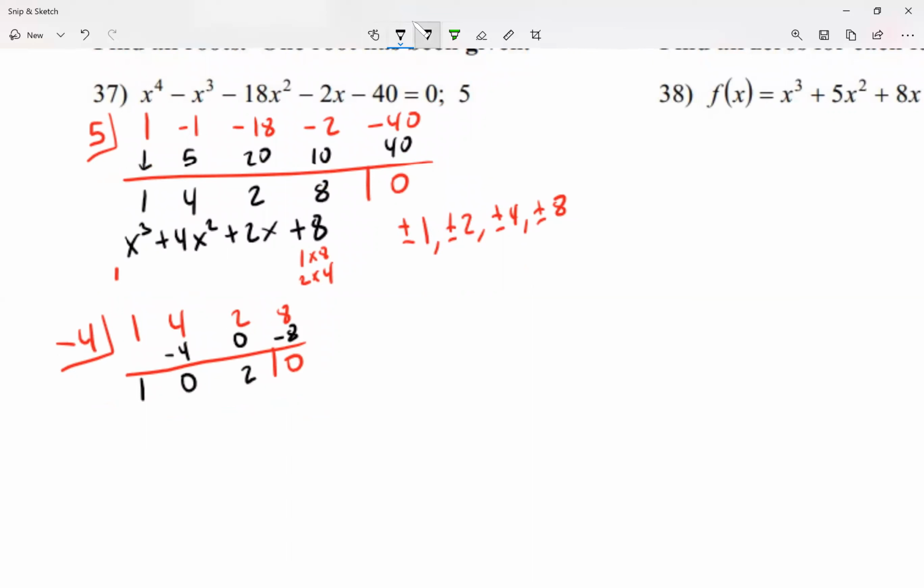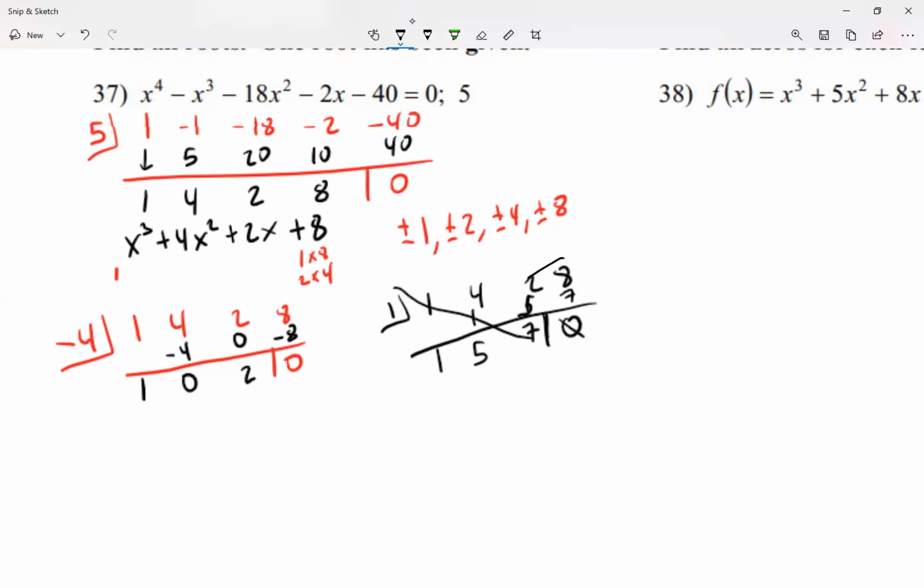As a matter of fact, let me show you what I mean that they don't work. What if I try positive 1? So 1, 4, 2, 8. And I'm saying, oops, that my remainder is 0. Let's see. 1, this is 5 times 1. This is 7. 7 times 1, right? 8 plus 7 is not 0. So that's why I said it doesn't work. The only one that works is negative 4.